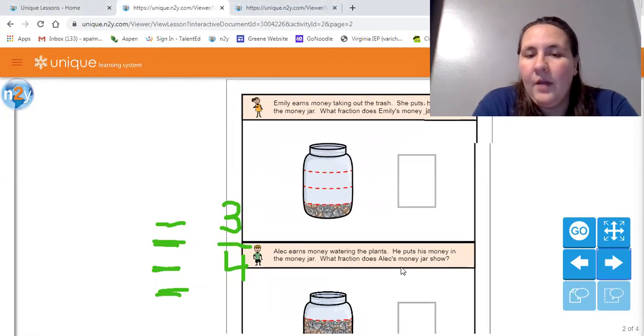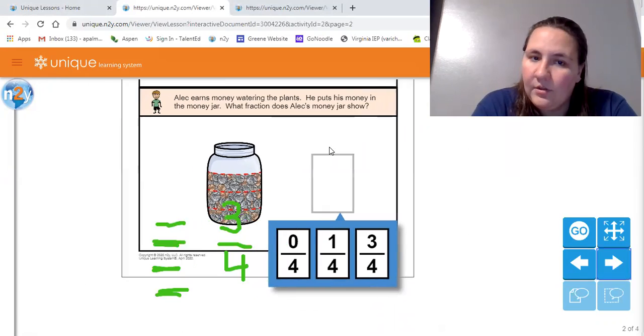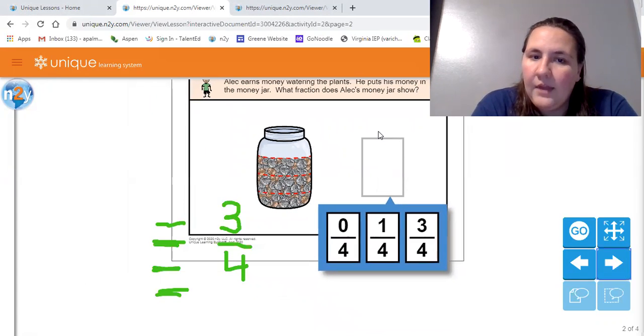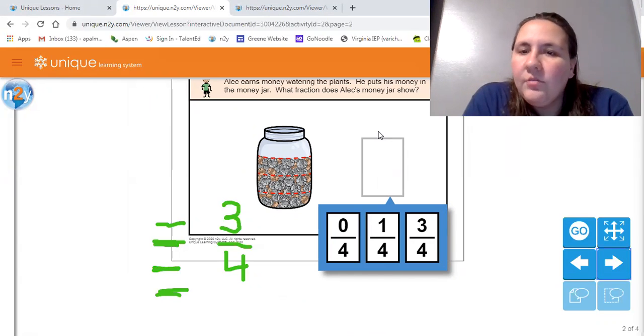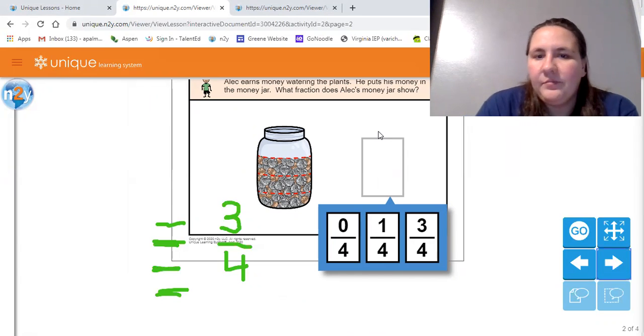With your finger, I want you, once Miss Dailey gets the screen situated, to touch the answer that matches the one that we counted together. Do you see the answer that matches? Great job. I see lots of friends touching this last one here, 3/4, because we said when we counted there were 3 spots that had coins and there were 4 pieces in my entire jar.